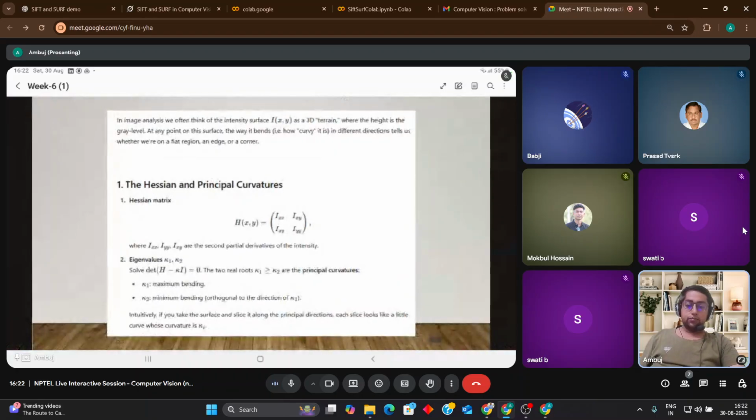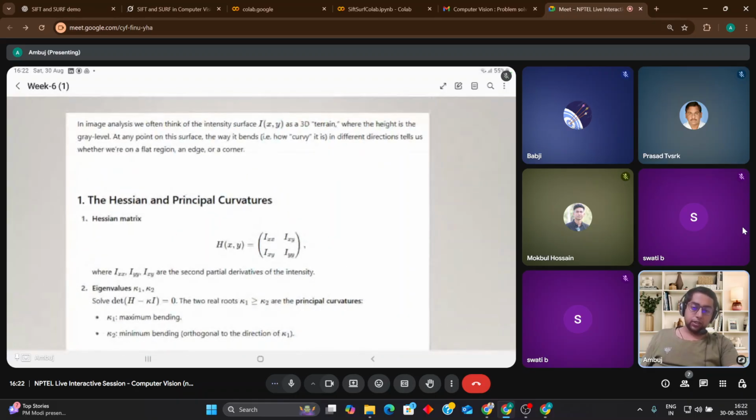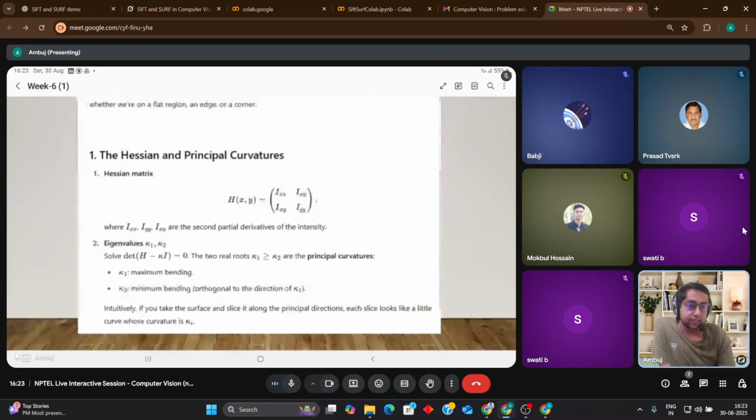In image analysis, we often think of the intensity surface I(x, y) as a 3D terrain, where the height is the gray level. At any point on this surface, the way it bends in different directions tells us whether we are on a flat region, on an edge, or on a corner. The Hessian matrix is defined like this. Eigenvalues are k1 and k2. You solve the determinant of H minus kI equal to 0. You will have two real roots, k1 and k2, which are the principal curvatures. k1 has the maximum bending, k2 has the minimum bending.